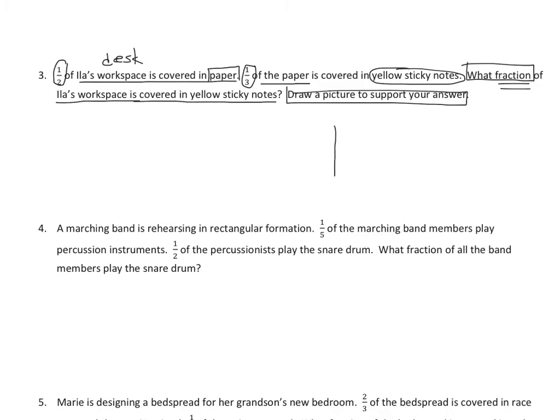I'll draw it right here. And we know half of it is covered in paper, so we can go ahead and vertically split it in half and say, okay, this is technically the paper right here. Half is covered with paper. And I'm going to label it 1/2 paper, and I'm going to go ahead and I'm going to shade, lightly shade this 1/2 right here.